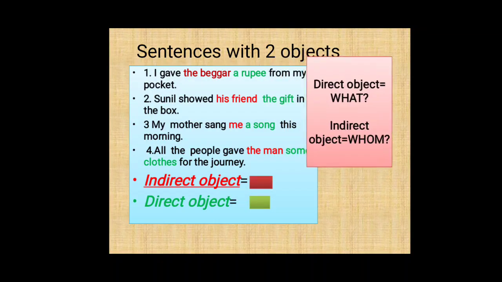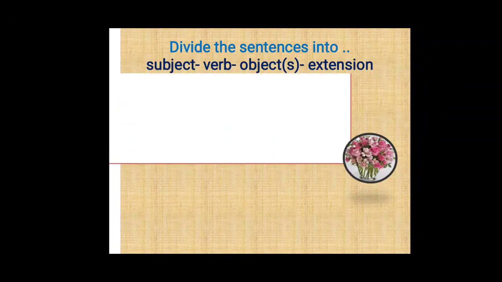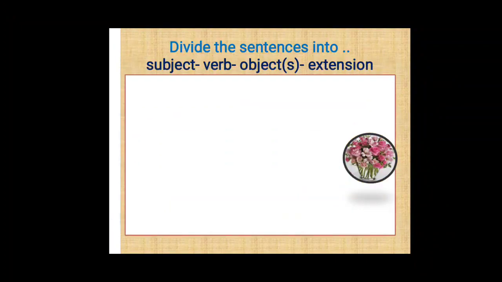So let's revise. Direct objects are the answers to the question what. Indirect objects, answers to the question whom. Both these questions are posed to the verb. Now let's divide the sentences into subject, verb, objects and extension. Let's go for the first one. I enjoyed swimming in the holidays. Subject, I. Verb, enjoyed. Enjoyed what? Swimming. Direct object. In the holidays, extension.